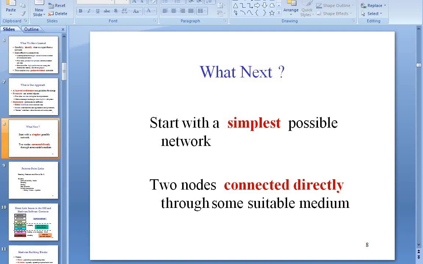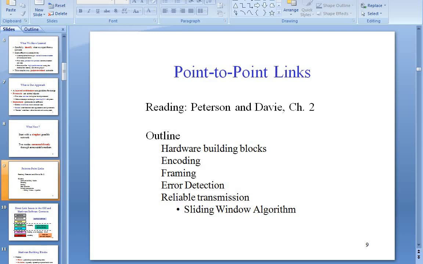So after connecting these devices with each other through a direct link, what are the possible issues in this particular network? There are basically five issues. First, the first important issue is what should be the form or pattern of binary bits that are going to transfer between the nodes in a meaningful way. In a meaningful way means that the receiver could easily interpret those bits. And we will cover this issue in the encoding topic.